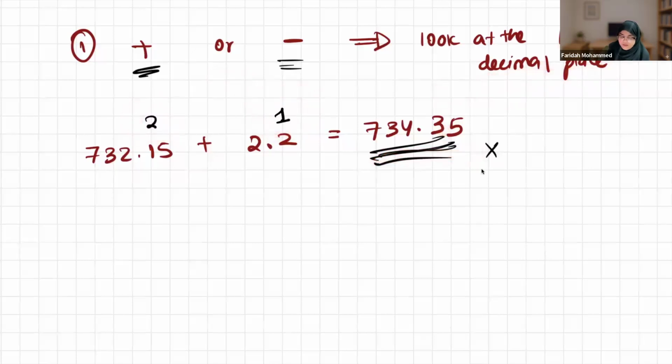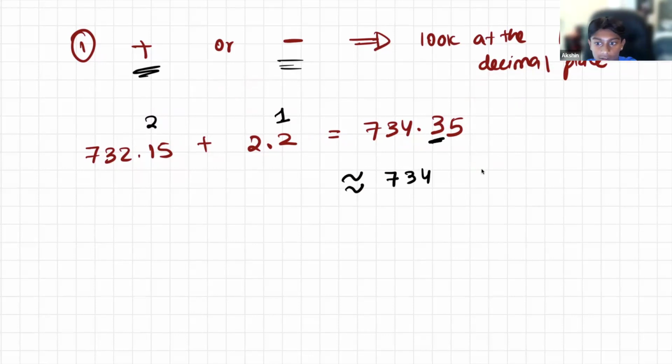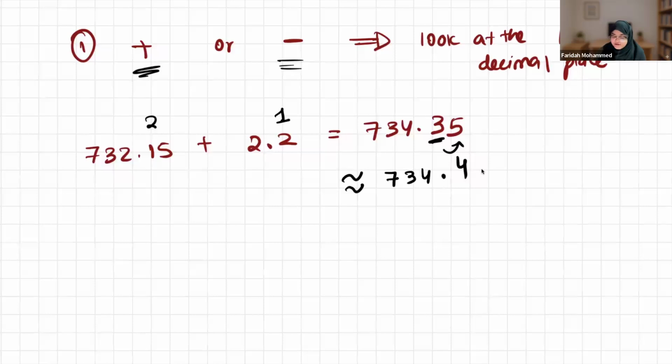So you have to round it off. You can write your answer first like that, and then do 734.35. How do we round off to 1 decimal place? This 5 is 5 and above, so it becomes 734.4. Okay. When you add or subtract, you look at the lowest decimal place.